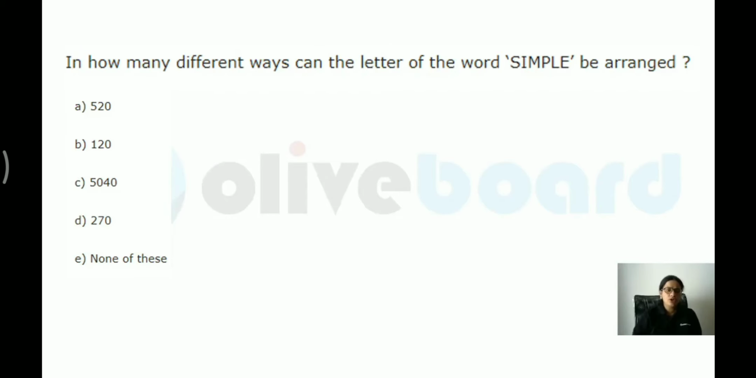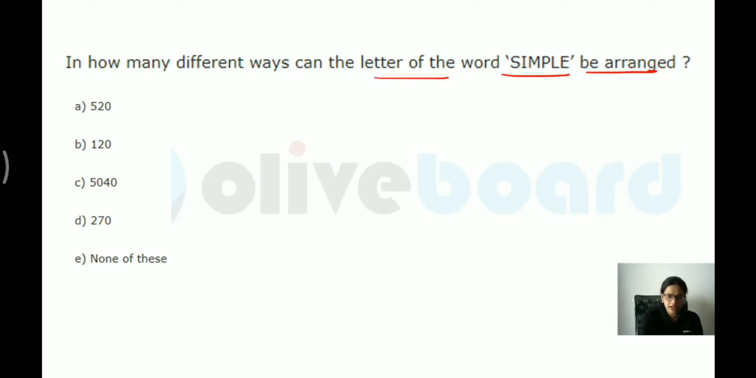So what all types of questions can be asked in your exam? The first question is there on your screen. I hope all of you can observe it over here. You can just pause the video if you know the concept and try the question on your own. If you're not getting it, then you can watch the solution over here. So what is given? In how many different ways can the letters of the word SIMPLE be arranged?